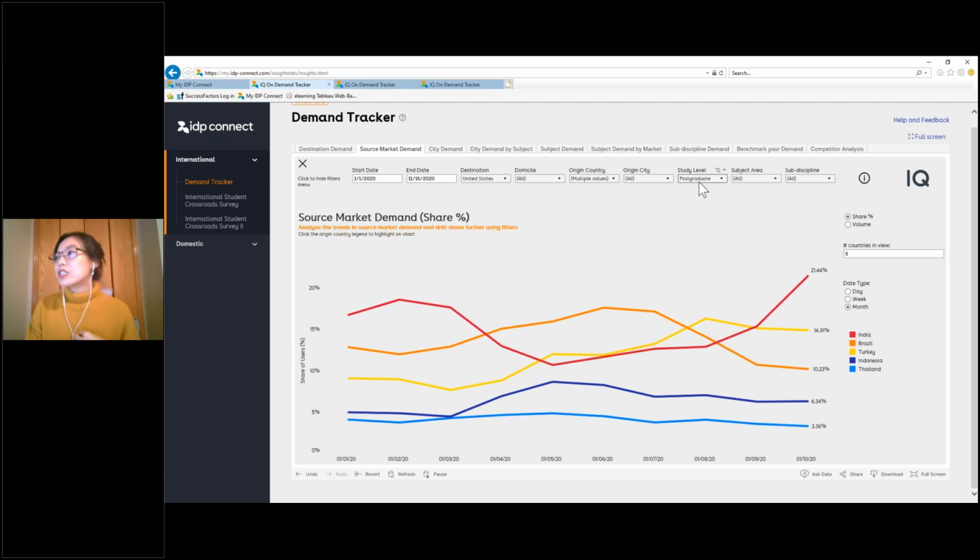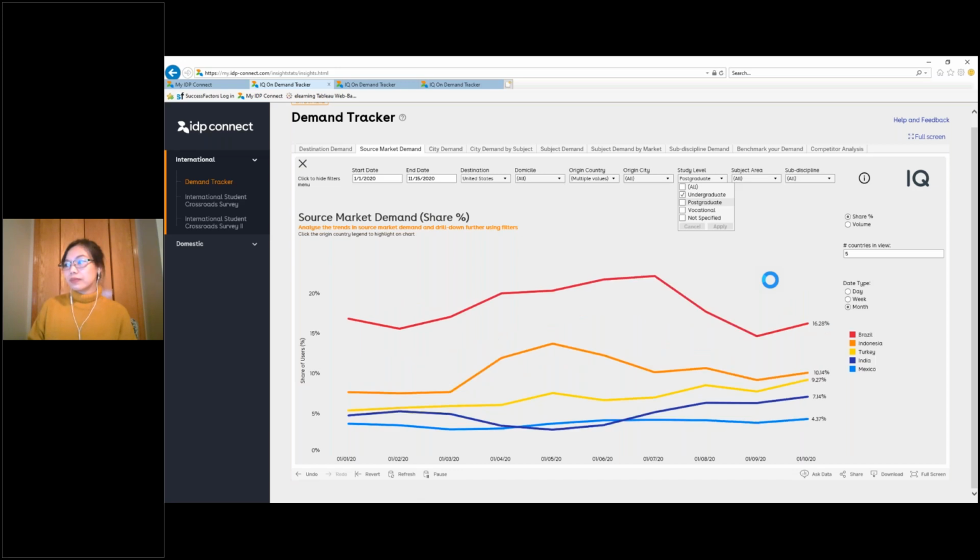And if we want to try undergrad, we can just click on undergrad here and then apply, and let's see if the countries even change at all. Okay, so I think Thailand is gone, and now we have Brazil, Indonesia, Turkey, India, Mexico. India used to be number 2 for postgrad, and now it's number 4 of the top 5. So that's at the country level.